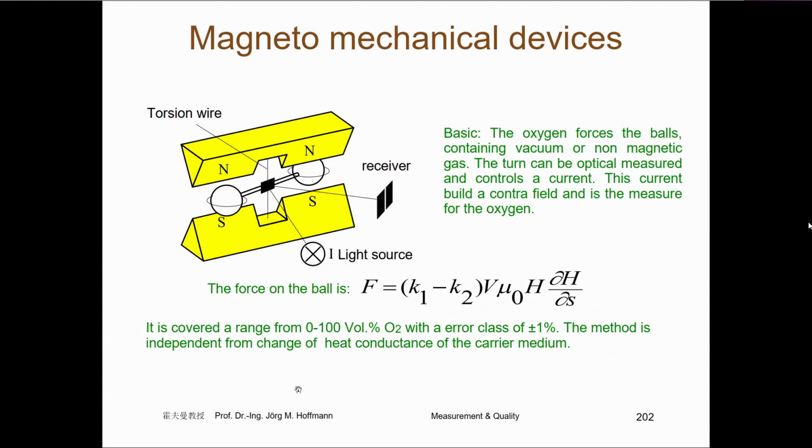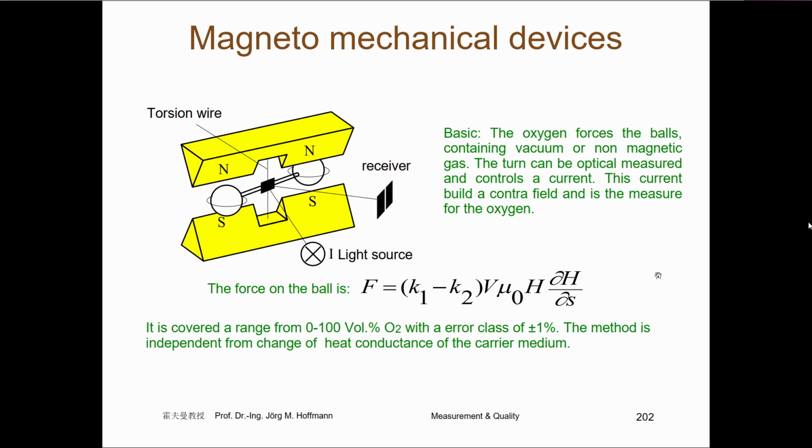These devices also measure from 0 to 100%. They have an error class of 1%, roundabout. But that is an error class. When you would like to know it more precisely, you should measure it exactly, and then it is in many cases much lower than plus minus 1%. And you can measure in a room, in the air, you don't need a stream.